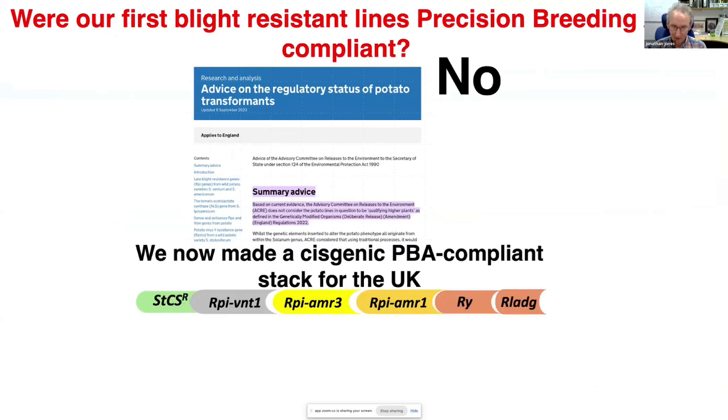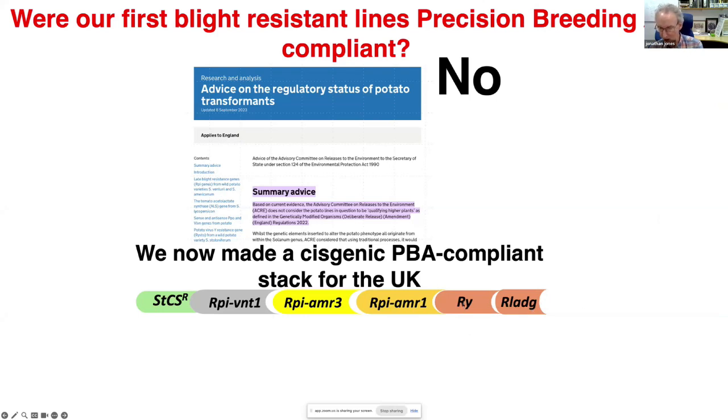So we made a Solanum tuberosum chlorsulfuron resistant allele. We removed the construct for tuber quality. So, we have to carry on with our acrylamide consumption when we eat poorly stored tubers cooked at high temperature. And we added these two genes for potato viruses resistance, RY for PVY and RLADG for leaf roll virus resistance.